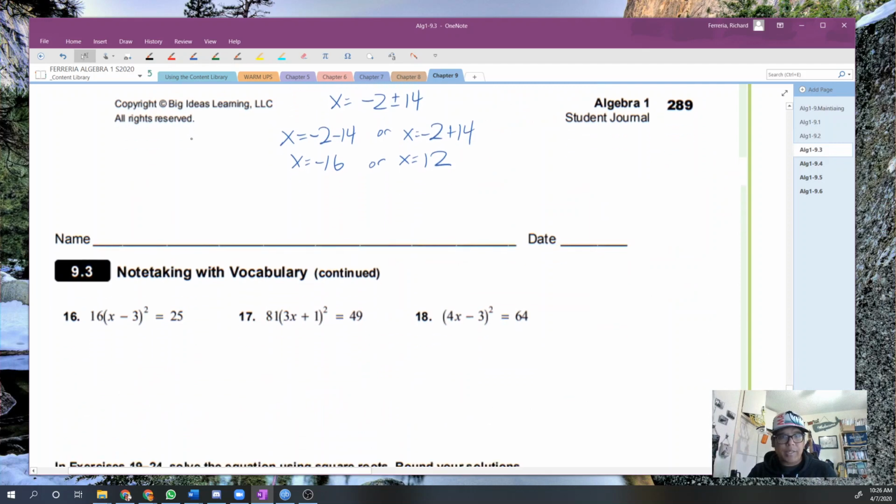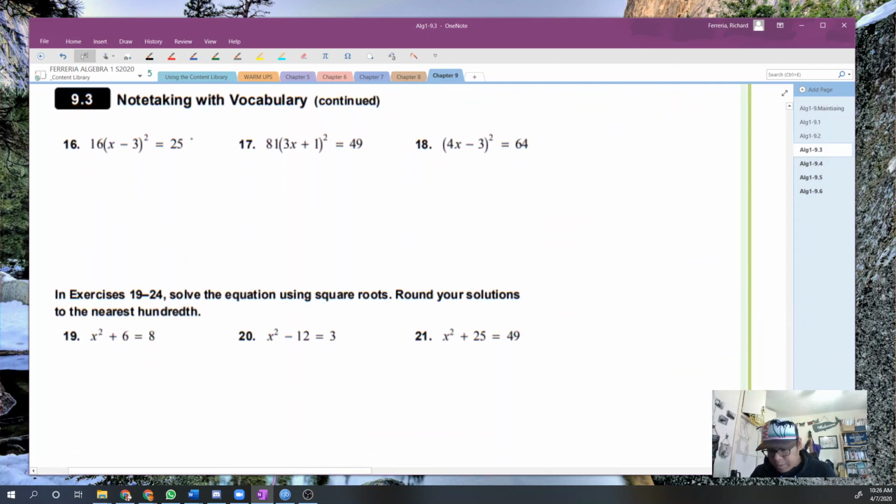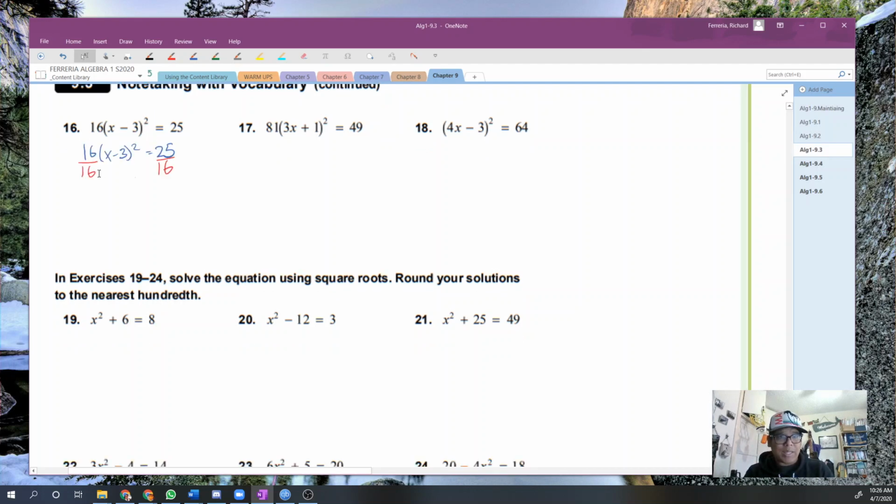Let's scroll back down to the rest of these problems. And 16 is a good example of something here. Notice how I have the 16 on the left side. Well, as I'm solving square root problems, I want to get everything out of the way of the square. Notice that you have the quantity of x minus 3 squared. You want to get rid of that 16. So when you get rid of that 16 by dividing both sides, you get this nice fraction, 25 over 16.